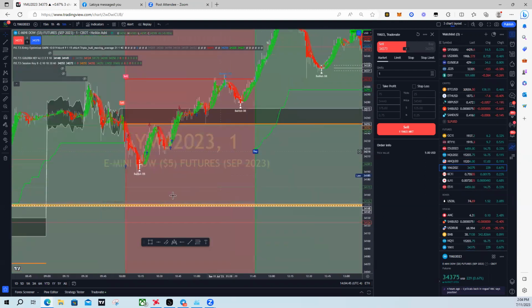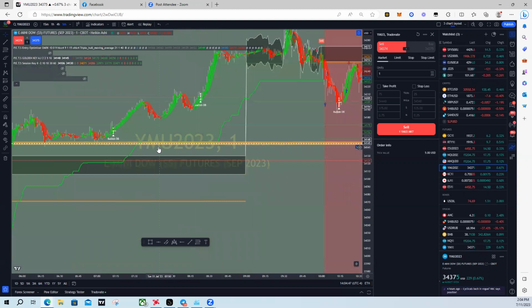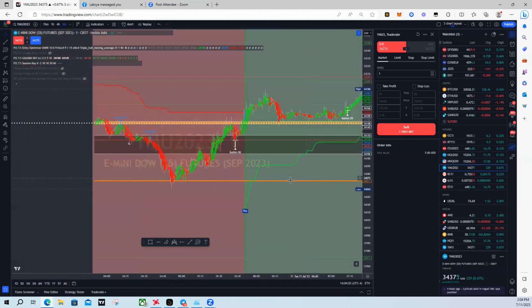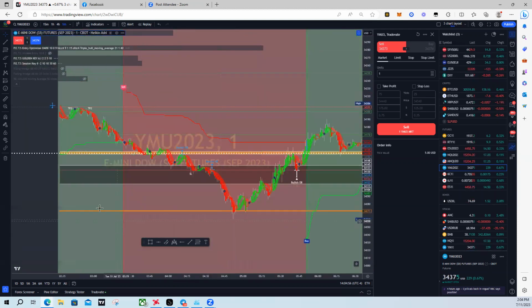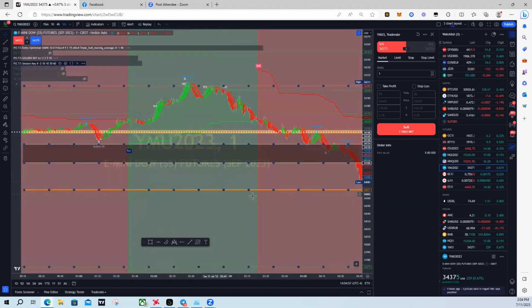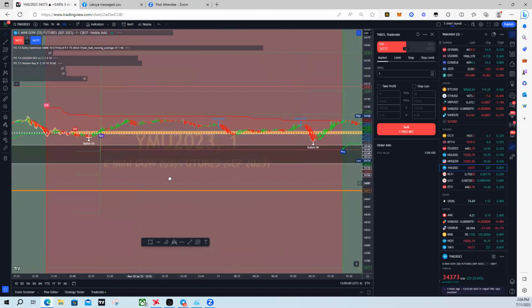So let's kind of go back so you can see how it reacts to the golden key. Notice the golden key zone is very small. Notice how small this golden key zone is. So you want to utilize the golden key zone as well, right? So let's go to the beginning of the golden key when it started. All right, here we go.